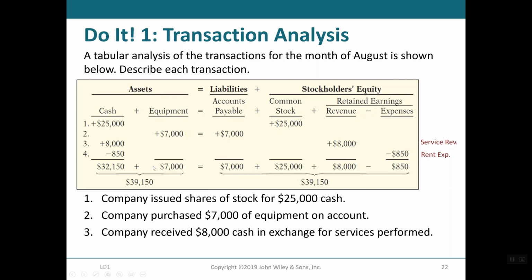All right, so number four, I see a reduction in cash of 850 and expenses of 850. So that means they paid cash, right? They paid cash and I'm seeing rent expense. So we had a reduction. That means this company paid $850 in cash for rent. Okay. So we have $850 for the month's rent. So I see the rent expense just by the right hand side over here.